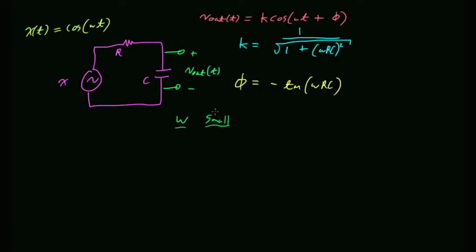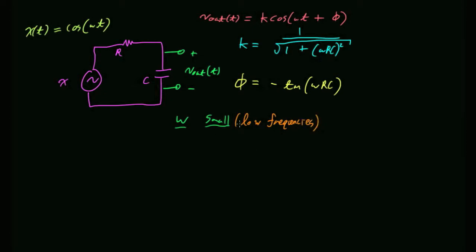So I want you to look at my amplitude. We're going to forget about phase for a second. Let's just look at the amplitude portion of this, because this is really what's going to tell me whether the cosine that I put in is going to be passed or rejected. So let's say that omega is really, really small, low frequencies. So when omega is small, what's going to happen to K? It's going to be pretty close to 1.